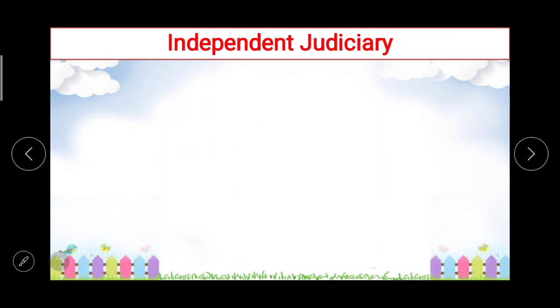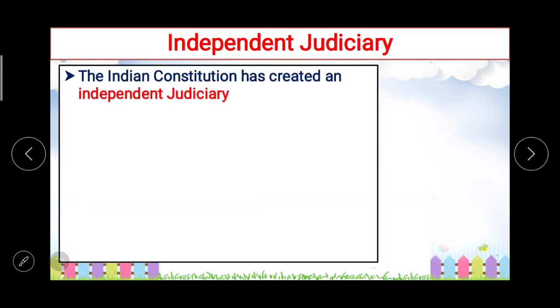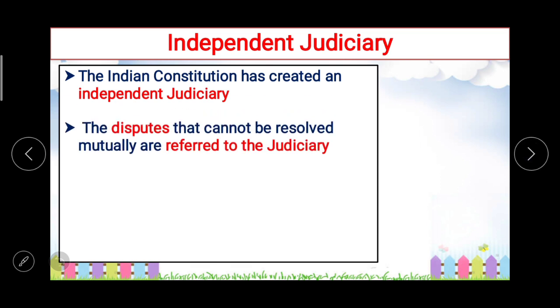Then the next is independent judiciary. The Indian Constitution has created an independent judiciary. The disputes that cannot be resolved mutually are referred to the judiciary. If there are some disputes related with the land or any other thing, and they cannot be solved mutually, then people go to court.